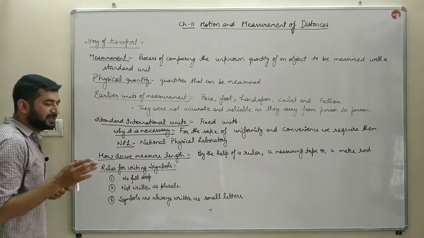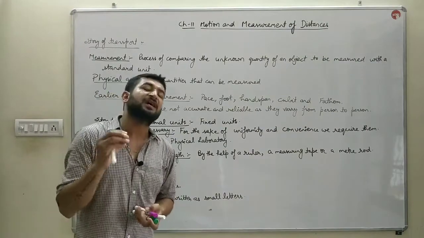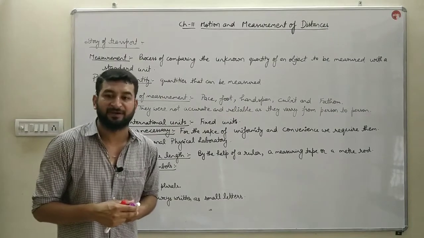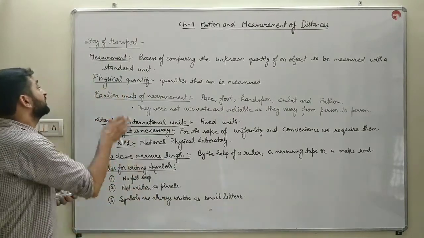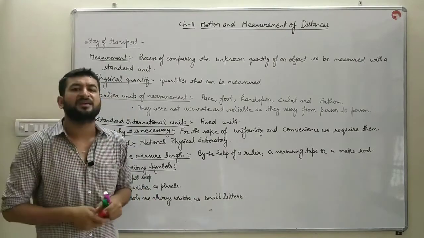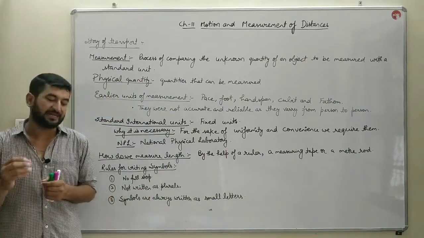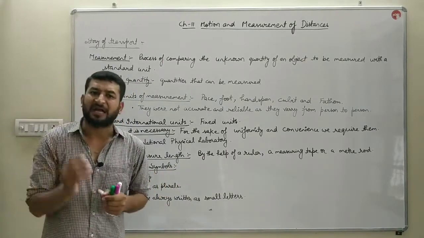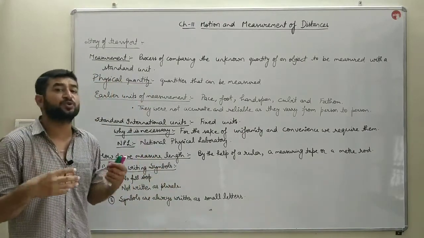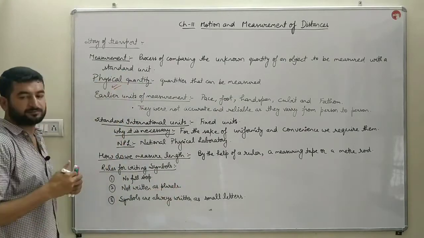Next is measurement. What is measurement? The process of comparing an unknown quantity with the standard unit of measurement. That comparison is known as measurement. What is a physical quantity? The quantities which can be measured easily are known as physical quantities, like mass, length, time, temperature, volume, area. All those quantities which we can measure easily are known as physical quantities.